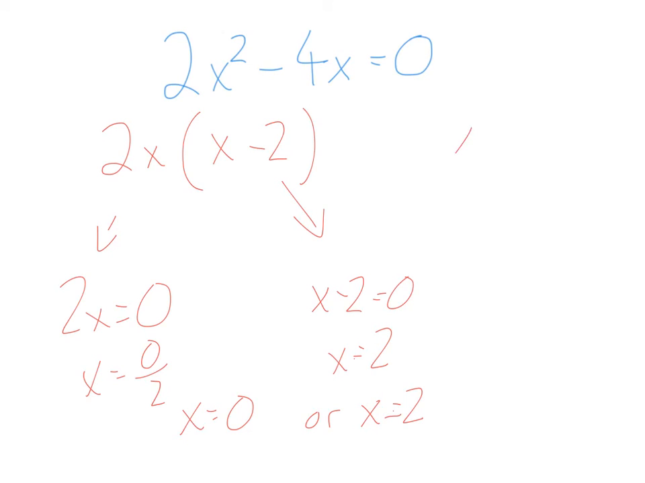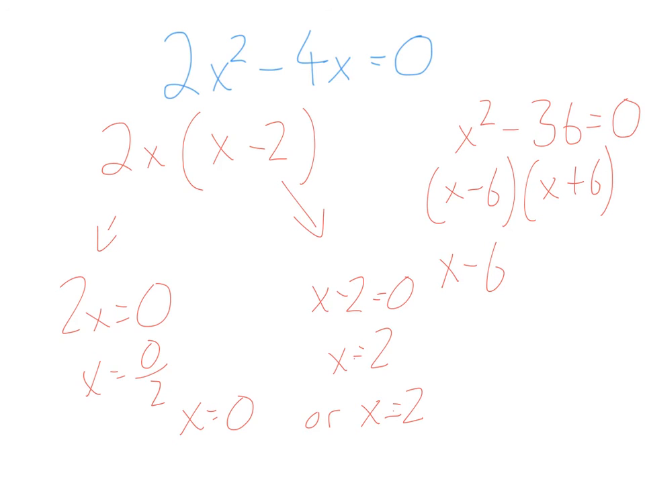Then if I had a difference of two squares, x squared, let's say minus 36, same thing. My two brackets, x minus 6, x plus 6, bring both brackets down, make them equal to 0, because this would have been equal to 0. So x minus 6 equals 0, x is equal to 6, and similarly over here, x plus 6 equal to 0.